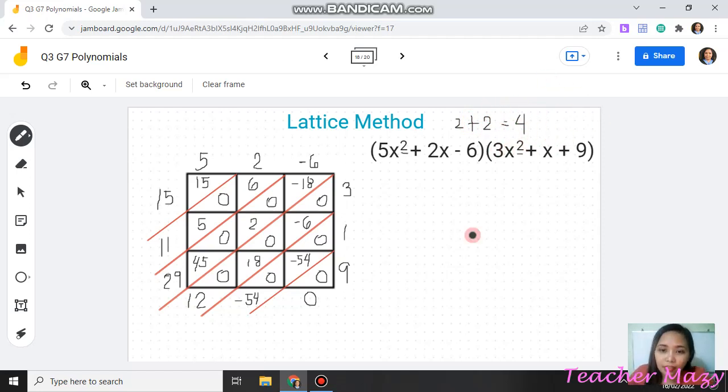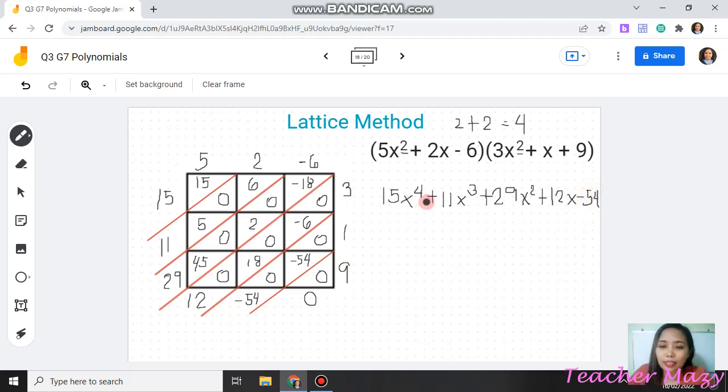Okay, now let's arrange our polynomials in standard form. So first is this one, 15x, and then the highest degree, which is 4. Next is positive 11, the degree is 3. Then plus 29x squared. And of course, next is 12x minus 54.